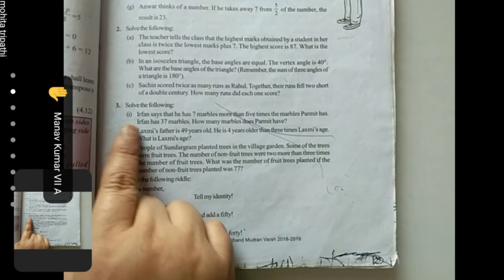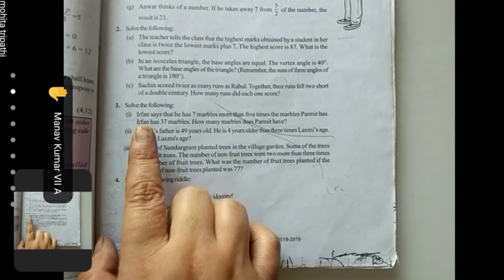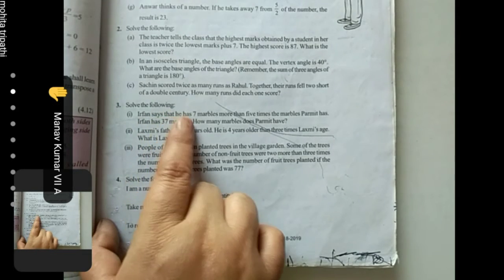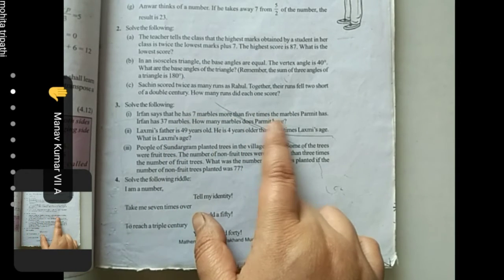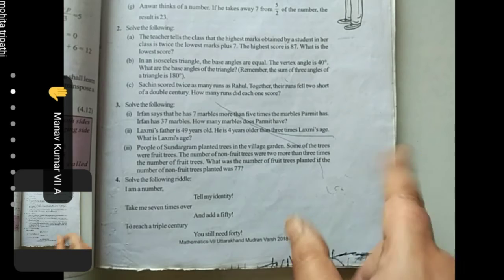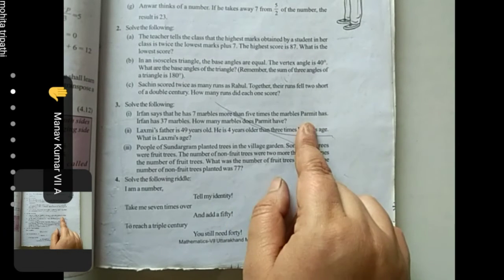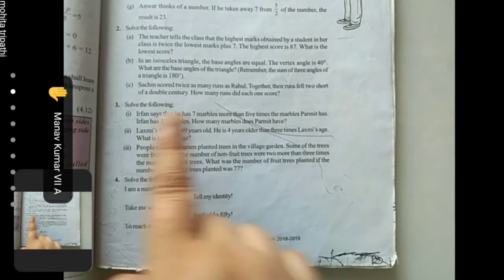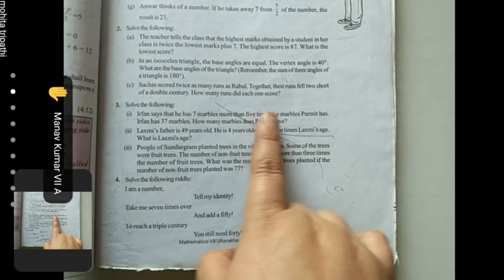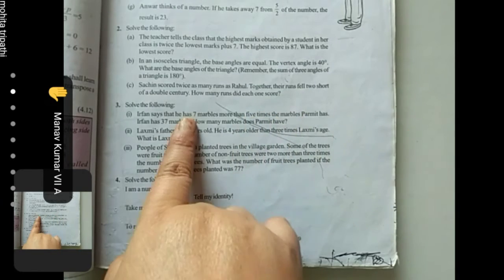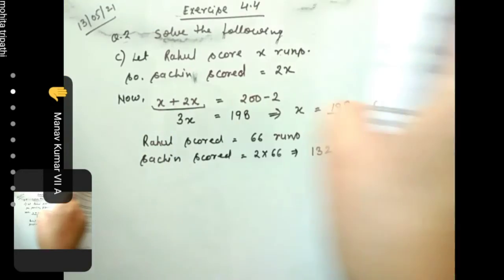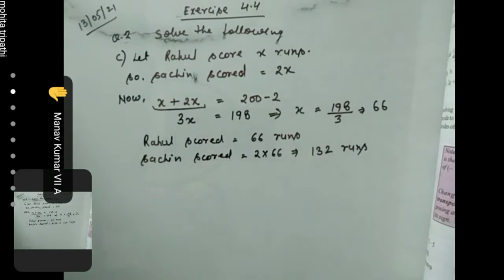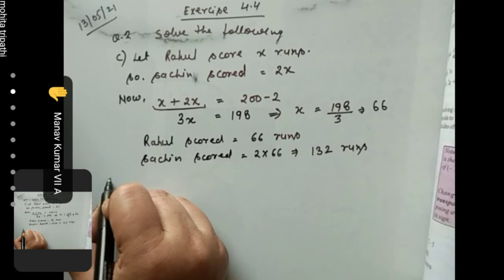Question number 3, first part. Irfan says that he has 7 marbles more than 5 times the marbles Parmeet has. Means if Parmeet has x marbles, then Irfan has 5 times x plus 7. With the help of this, you have to make the equation. So just see question number 3.